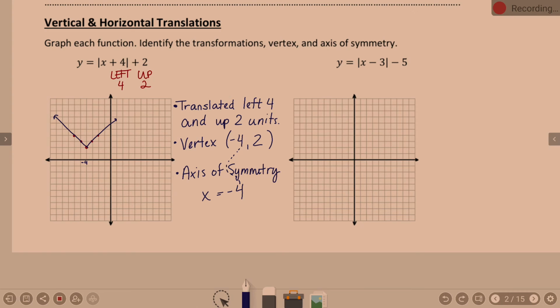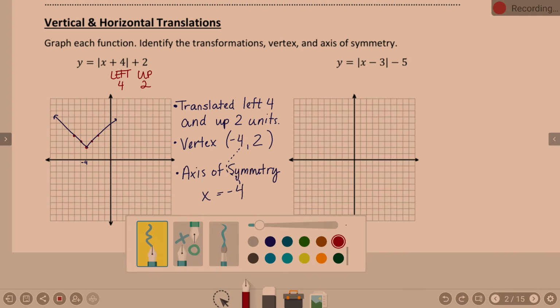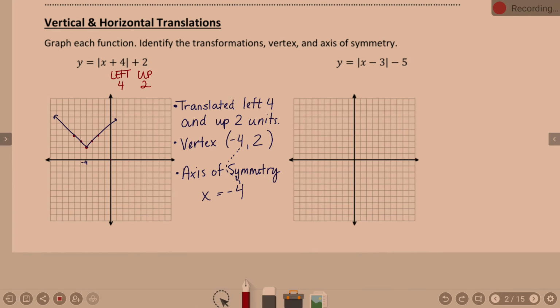Okay. Let's try the next example then. y equals absolute value of x minus 3 minus 5.